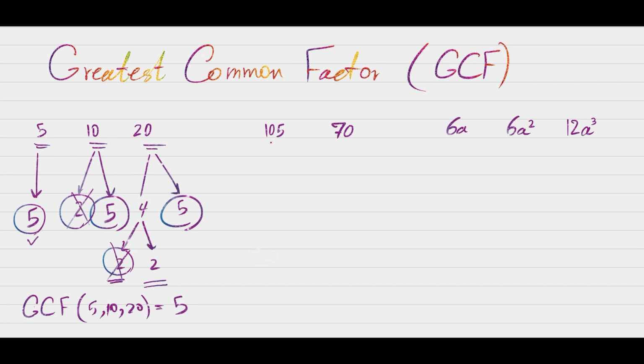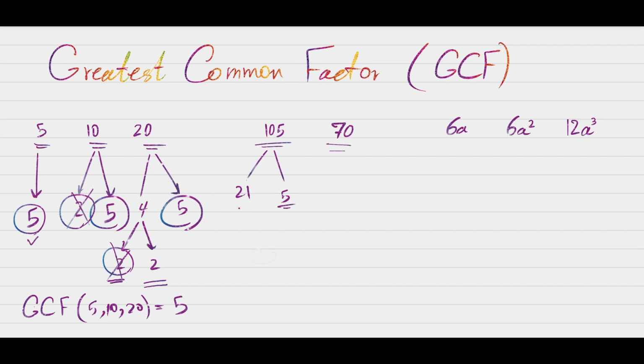Let's go ahead and look at our second example here. We've been asked to find the greatest common factor of our two monomials, 105 and 70. So let's break these two down into their prime factors. 105, I can write it as 21 and 5. So 21 times 5 is equal to 105. 5 is a prime factor.